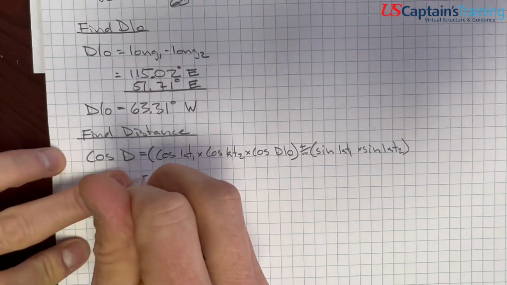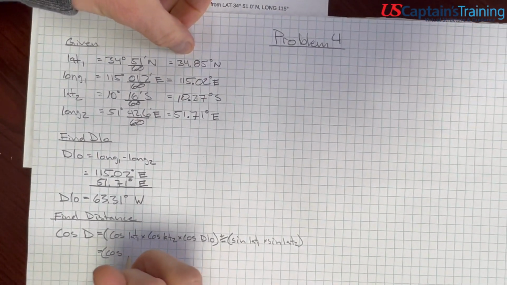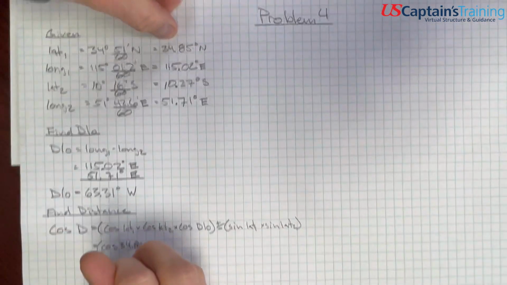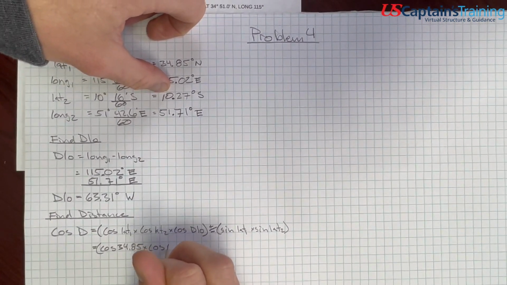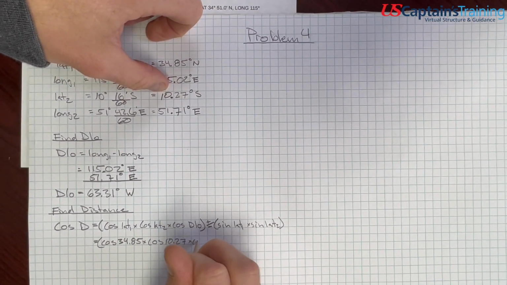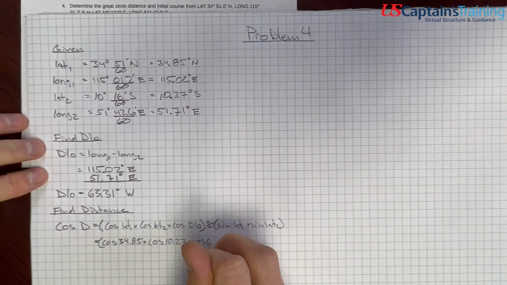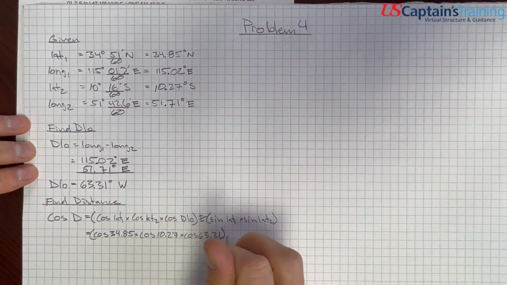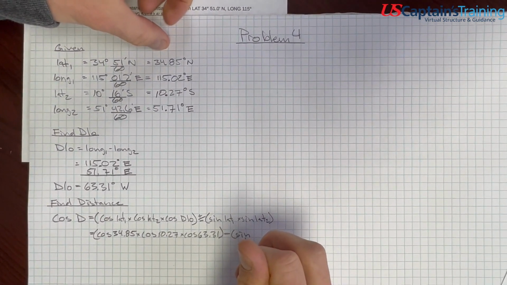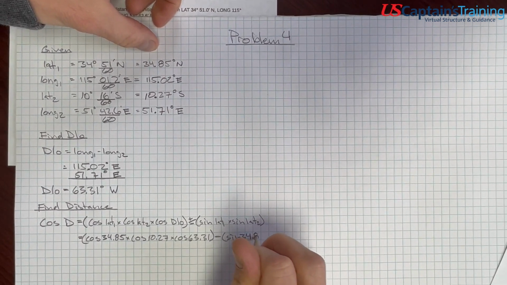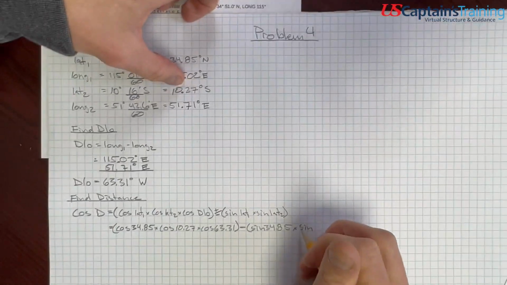Now let's put in numbers. Cosine lat 1, 34.85, times cosine lat 2, 10.27, times cosine d low, 63.31, minus, because we crossed the equator, sine lat 1, 34.85, times sine lat 2, 10.27.